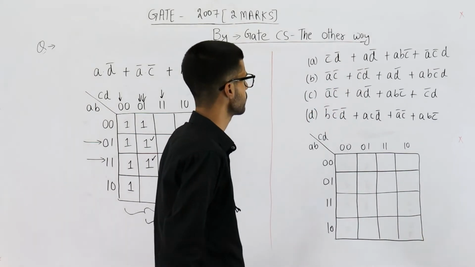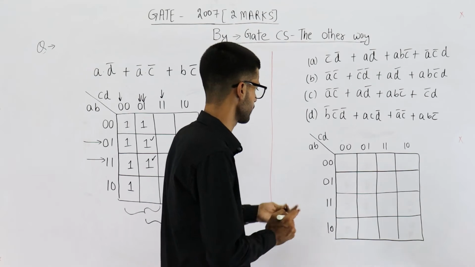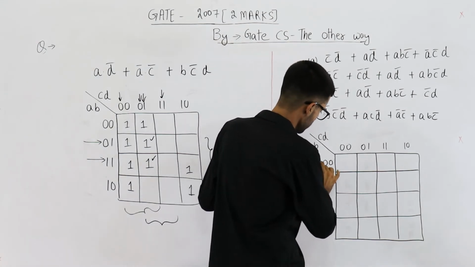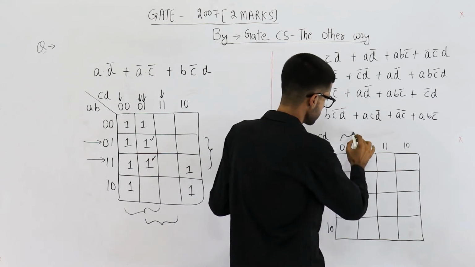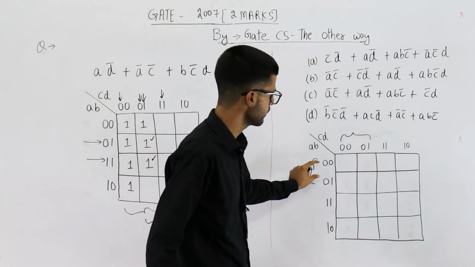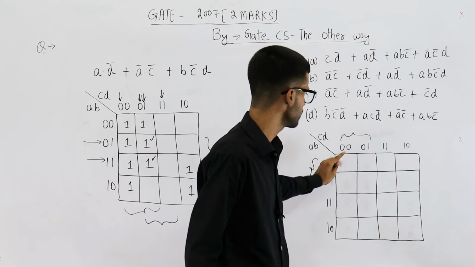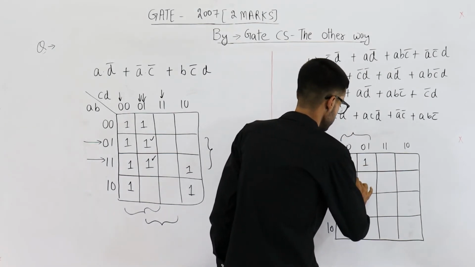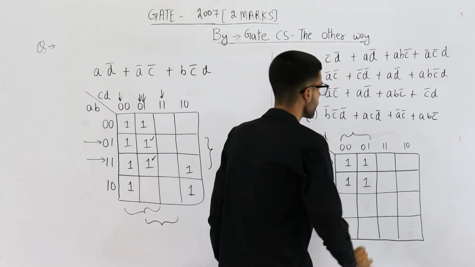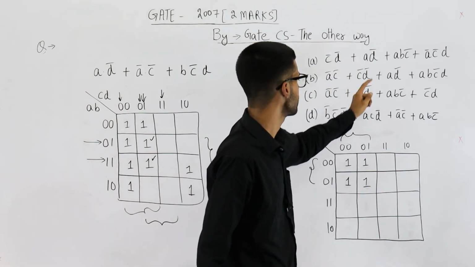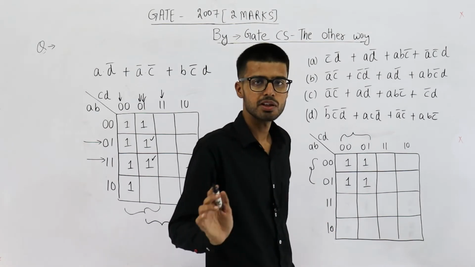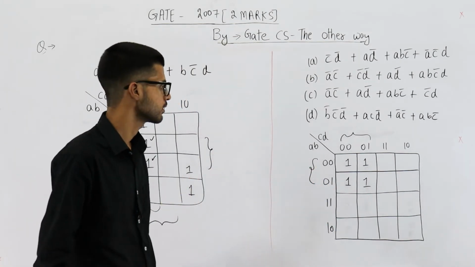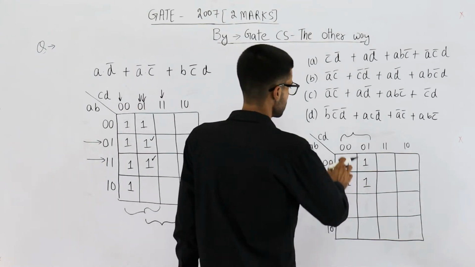So the first term in option B is A bar, C bar. See, A is 0 for all of these, C is 0 for all of these, and this one will be the intersection. Okay. The second term is C bar, D bar. So C and D must be 0 for all of the columns. Okay, we'll just mark all those columns as 1.